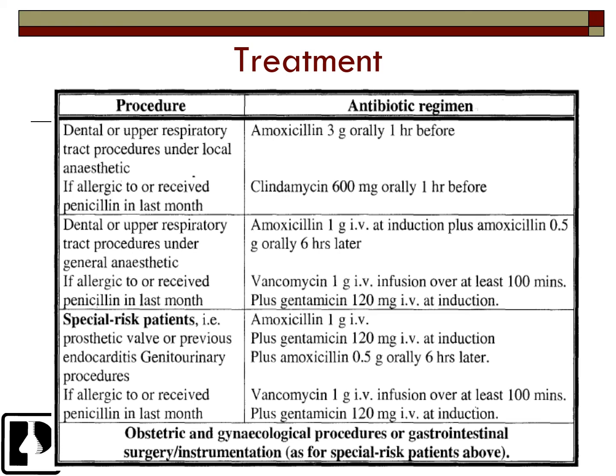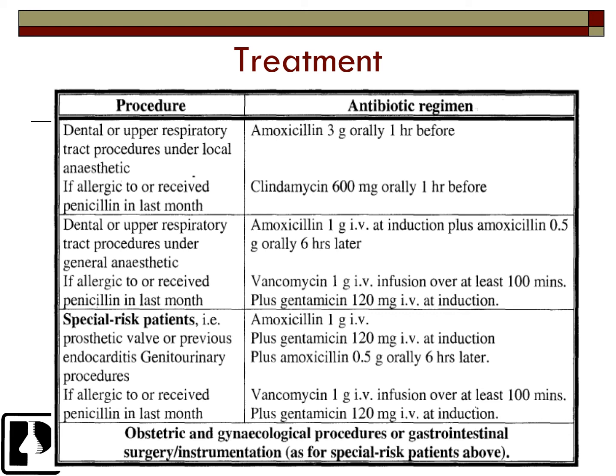For dental or upper respiratory tract procedures under general anesthesia, give amoxicillin 1 gram IV at induction plus amoxicillin 0.5 gram orally 6 hours later. If allergic to penicillin or if penicillin was received in the last months, give vancomycin 1 gram IV infusion over at least 100 minutes plus gentamicin 120 milligrams IV at induction.